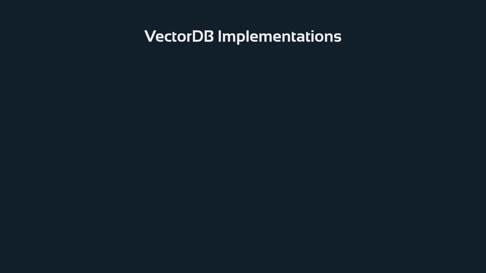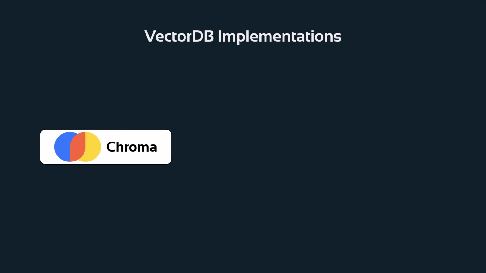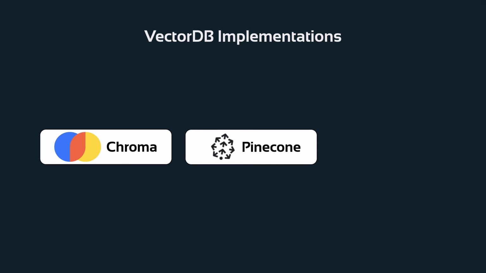Let's now look at some of the popular VectorDB implementations. Chroma is perfect for learning because it's open source and Python friendly. We can install it on our computer and start experimenting immediately. It's free, which makes it great for students and small projects. Pinecone is a managed service, meaning they handle all the infrastructure for you. You just send your data and queries and they take care of everything else. It's used by big companies in production, but you pay per use.